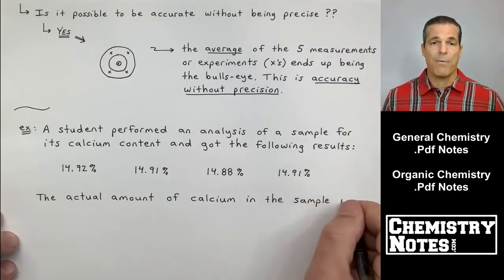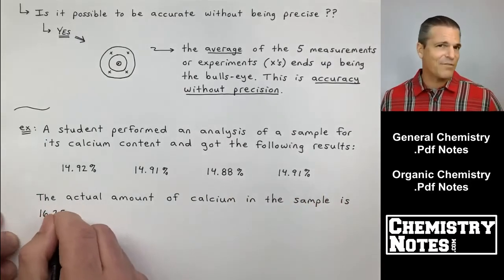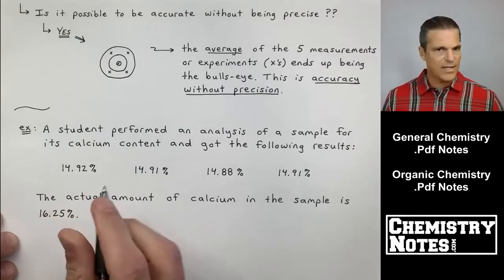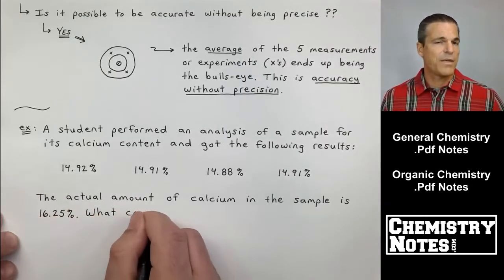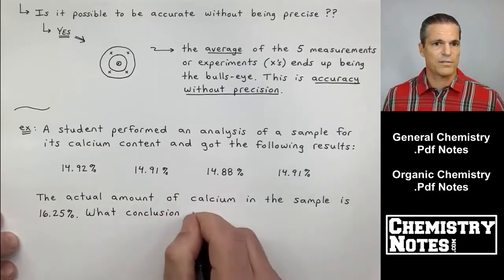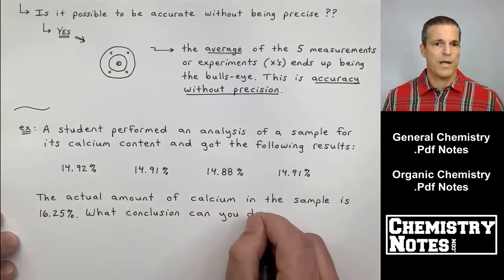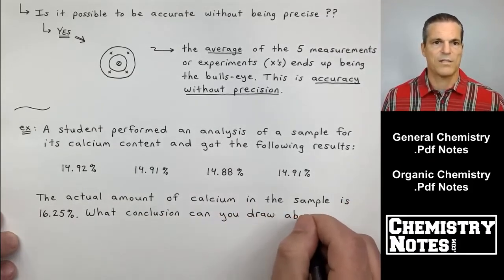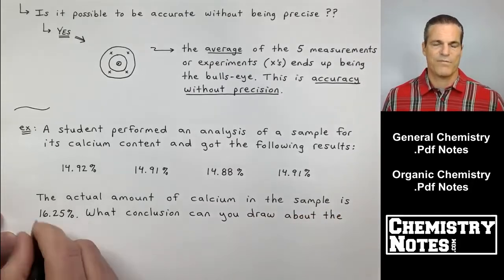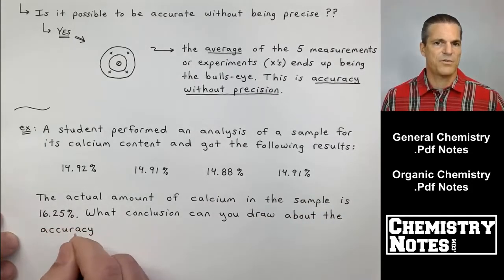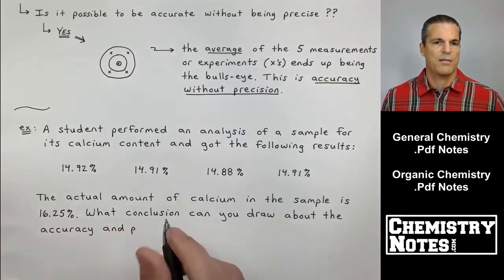Just by eyeballing that, we can get an idea if this is precise or not, but we can't eyeball if he's accurate. To be accurate, you have to know what the true value is, and it says that right here. The actual amount of calcium in the sample is 16.25%. What conclusion can you draw about the accuracy and precision?